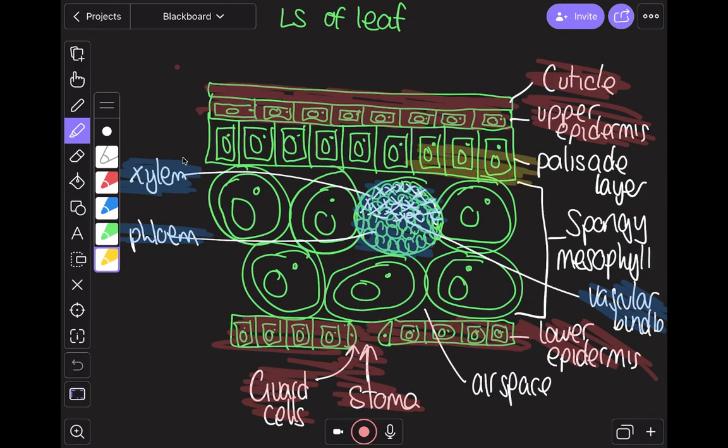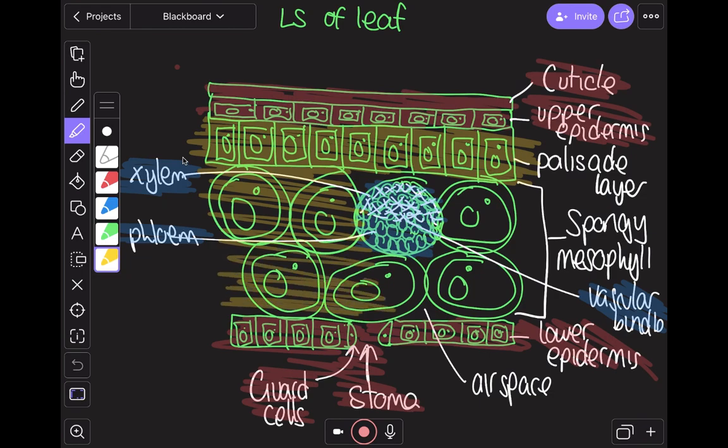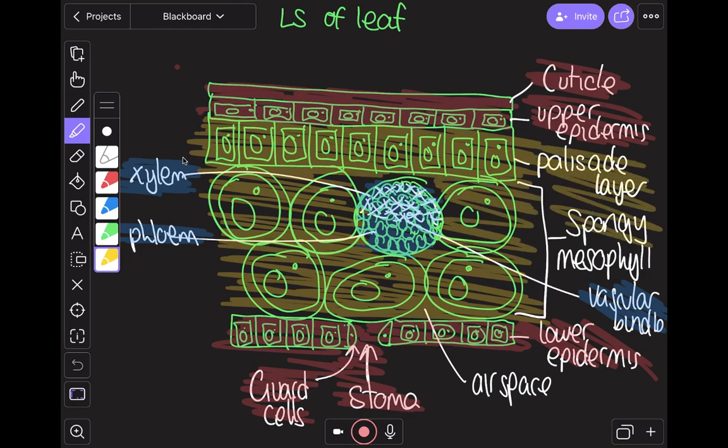So the ground tissue does photosynthesis, it does storage, it does strength. So the palisade layer is where you're going to get the most photosynthesis, those very tall cells, but as we've said, anything that is green is capable of photosynthesis. So these guys are your ground tissue.